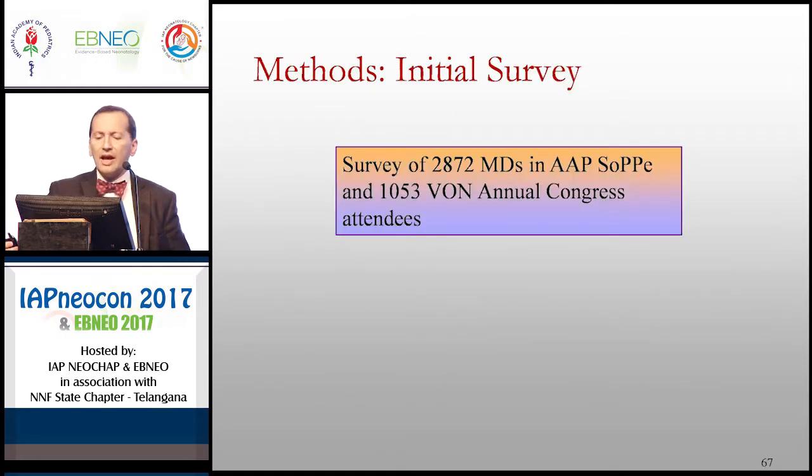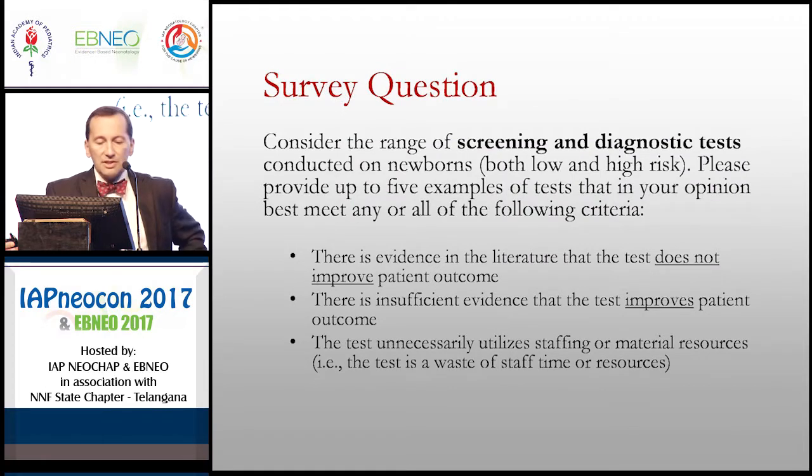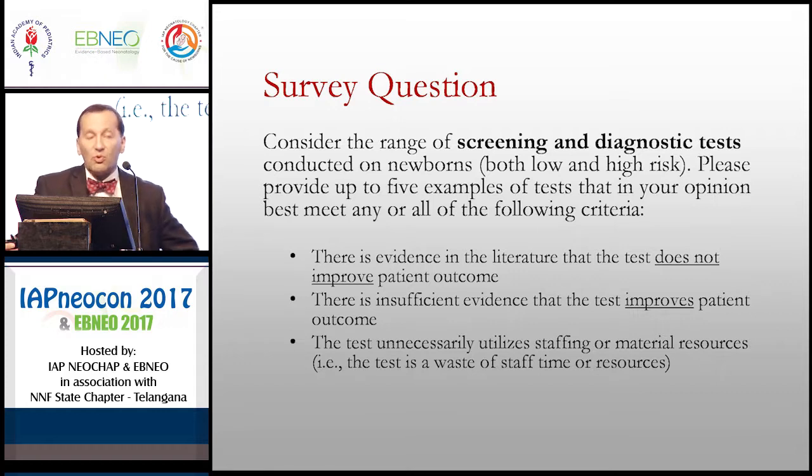So we surveyed about 3,000 MDs from the American Academy of Pediatrics section on neonatal perinatal medicine, as well as 1,000 individuals who are at the Vermont Oxford Annual Congress. And we asked them this question: if you consider all of the screening and diagnostic tests that were conducted on newborns, can you provide 5 examples of tests that either do not improve patient outcome, there's evidence that it does not improve patient outcome, or there's poor evidence that it improves patient outcome, or that it's resource intensive in an unnecessary way, that it's wasteful.